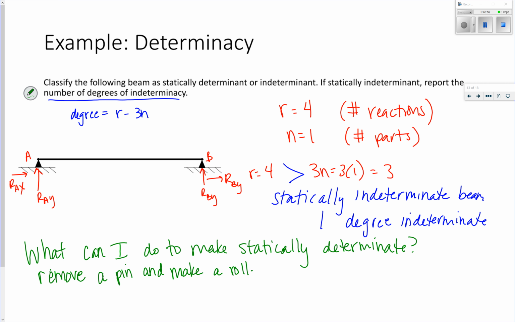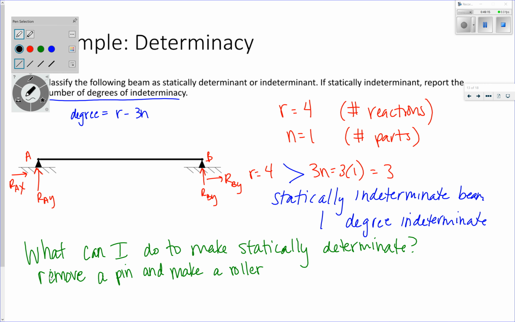And make it a roller. A real roller only has one reaction that's in the vertical direction, doesn't have the horizontal component, and that would look like, right, if I changed A, it would look like that.